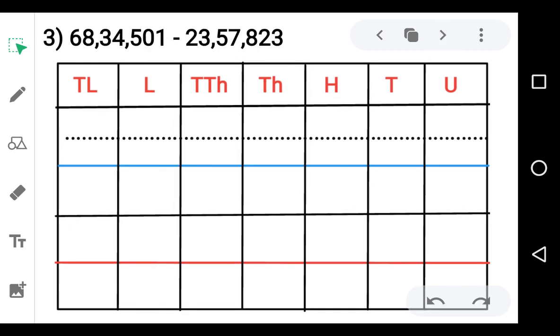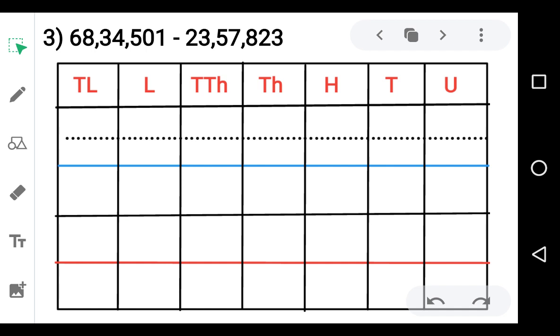Question number 3. The question is 68,34,501 minus 23,57,823. So here, which number do we have to subtract? 23,57,823. First, which number do we arrange? We arrange 68,34,501. So arrange this number.